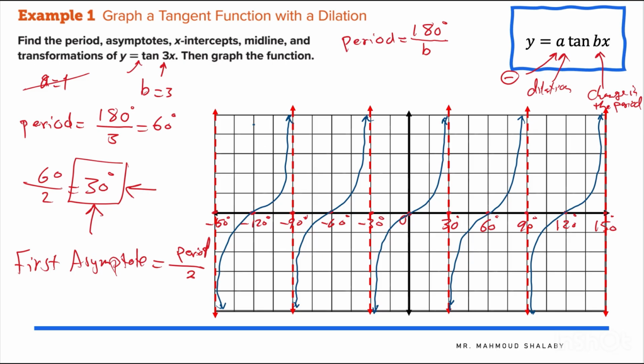So the first thing, guys, one last time: when you have a value of b here, we will divide the period by 3, which is 180, to find the new period of this graph, which is 60 degrees. We will not be counting by 60s. We will need to find the first asymptote. So the first asymptote will come from dividing this new period by 2, which is 30. So I will be counting by 30s here. In this case, I will put the asymptotes like this: x-intercept, asymptote, x-intercept, asymptote, and so on.